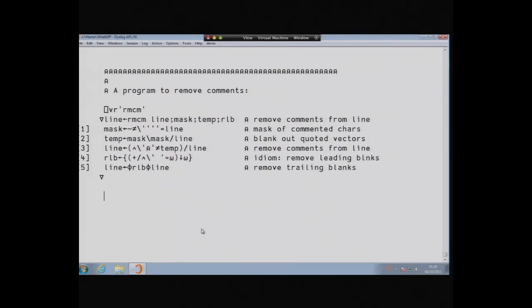And then this last little thing is an idiom. It's almost like a primitive function that removes leading blanks. So what I can do here is reverse the line, remove the leading blanks from the reverse, reverse it back again, and overwrite line with it. And this is typical of a procedural way of thinking. Effectively, I'm developing a vector, overwriting it with successive refinements and changing it. Whatever's left at the end when I fall off the bottom of the function is the result.